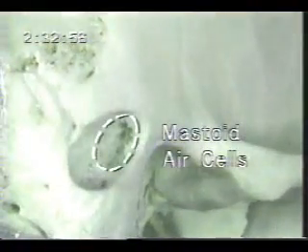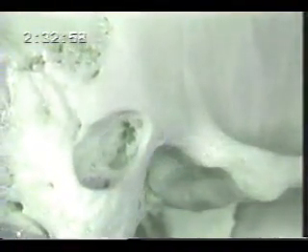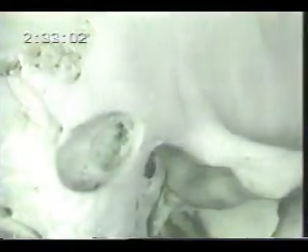Here's the tympanic cavity. In this skull, we've made an opening in the upper part of the mastoid process to expose the mastoid air cells. Here are the air cells. The tympanic cavity is through here. The mastoid air cells don't go anywhere. Collectively, they're a dead end.